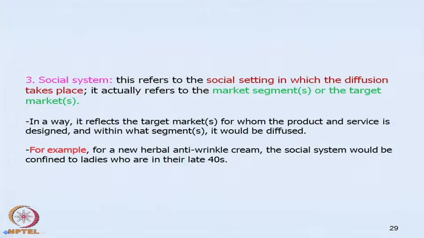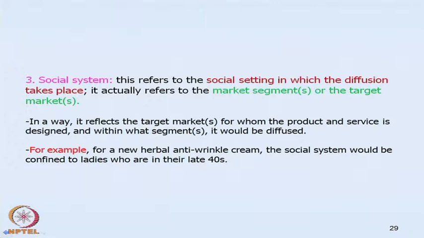The third element which we discuss here is the social system. The social system here is the social setting in which the diffusion takes place. It actually refers to the market segment or the target segment. So it is basically the target segment for which the product is designed.